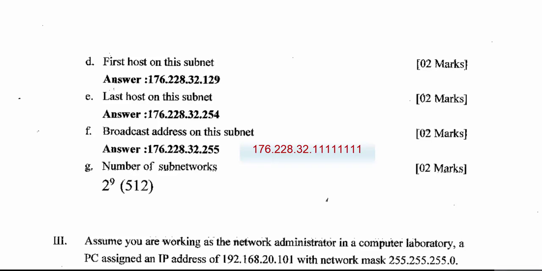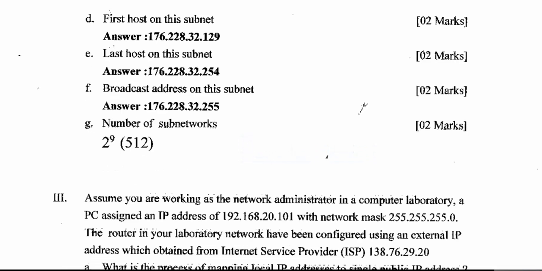And part F, broadcast address on this subnet. Broadcast address means we have all ones for the host bits. That means 176.228.32.255.